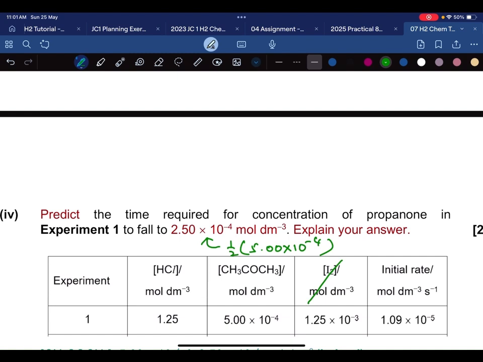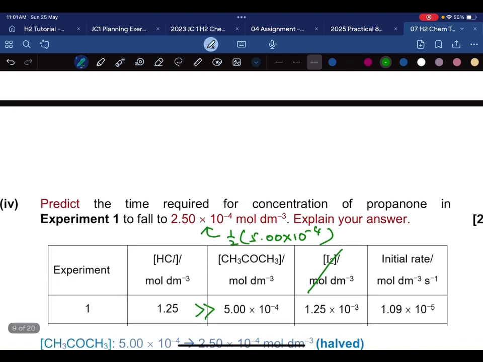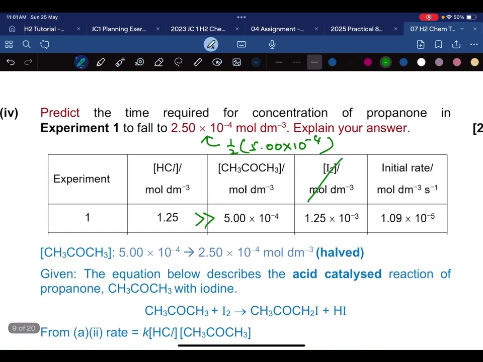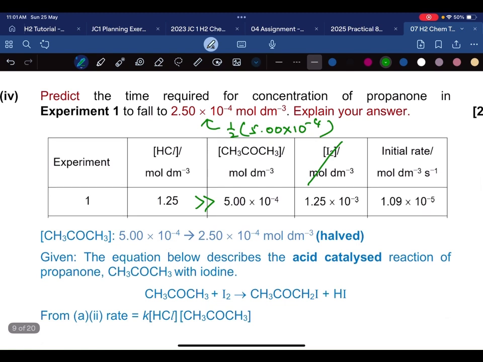Next, I would like you to take note that the concentration of the HCl, this value, is very, very much larger than the concentration of the propanone. So this will tell us two things. Your HCl is actually in large excess, as well as we also know that your HCl is a catalyst and it can be regenerated.